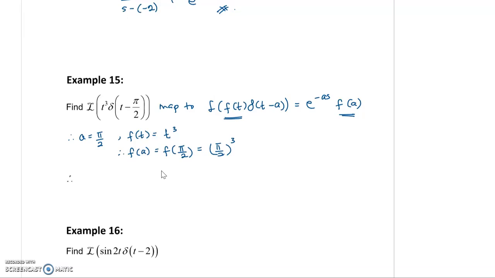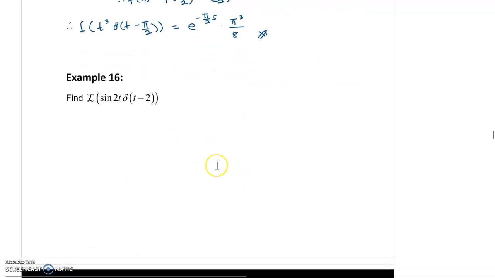So the answer then would be the Laplace of t cubed delta t minus pi over 2, which is just exponent negative pi over 2 s, don't forget the s, times the fa, so fa is pi cubed over 8. So that's it. Very simple for the Dirac delta function.